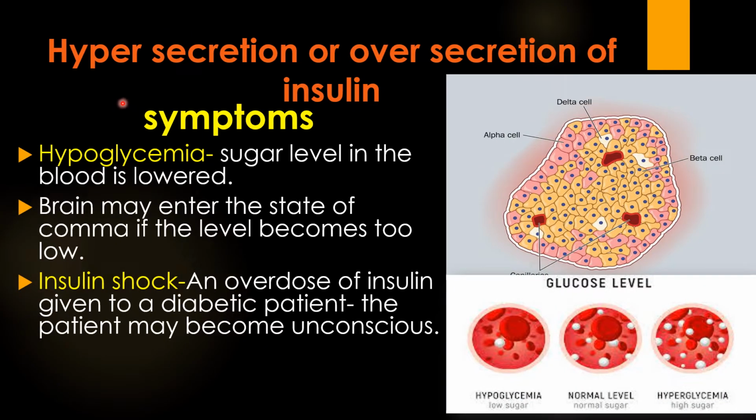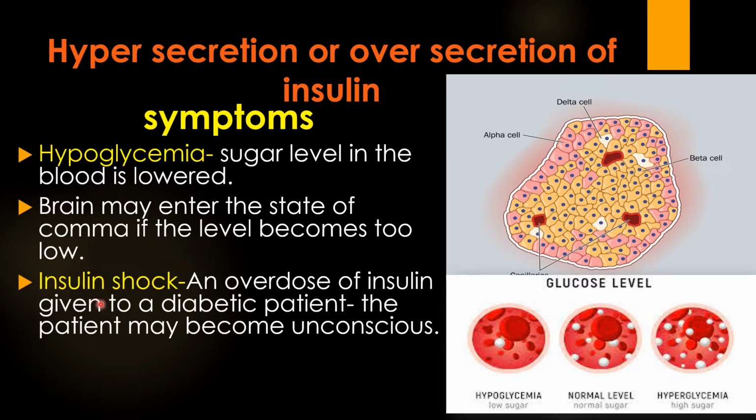What are the symptoms of hypersecretion or oversecretion of insulin? Due to hypersecretion of insulin, the sugar level in the blood is lowered, compared to the normal level. That condition is called hypoglycemia. Very important. In this case, the brain may enter a state of coma, because the sugar level is too low and brain cells are not getting enough glucose for metabolic activities.